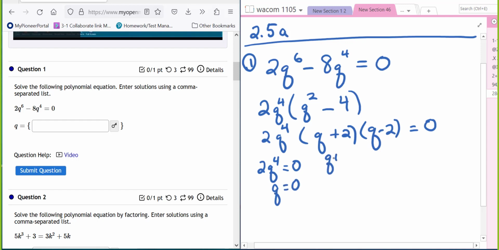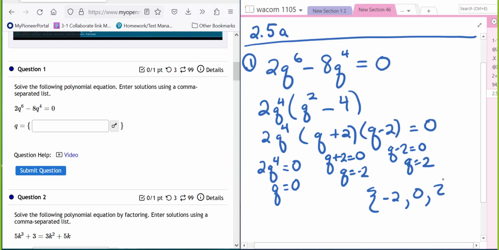This one, q plus 2 equals 0. q will be negative 2. And this one, q minus 2 equals 0. q will be 2. So we have 3 answers. I will just put them in numerical order. We didn't get 6. We could get up to 6.